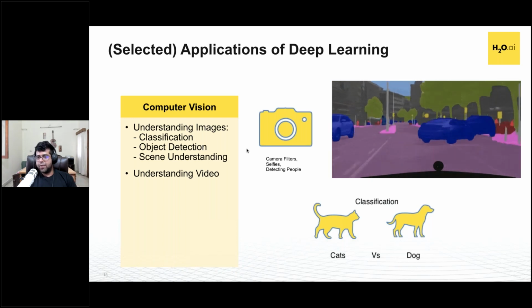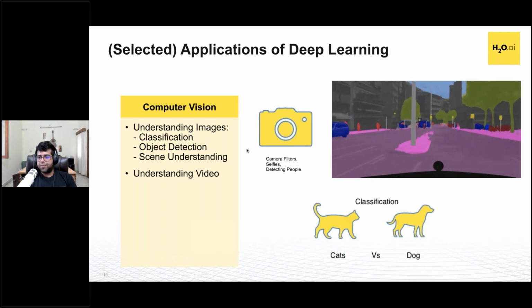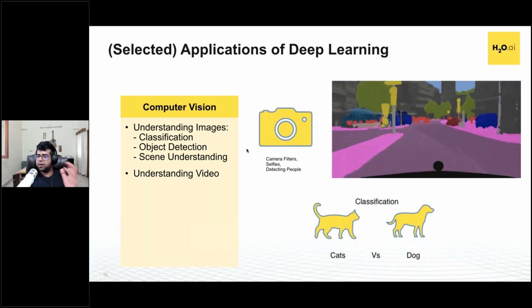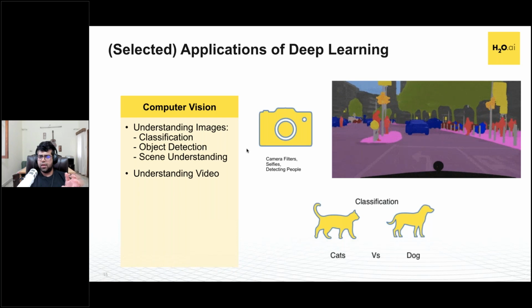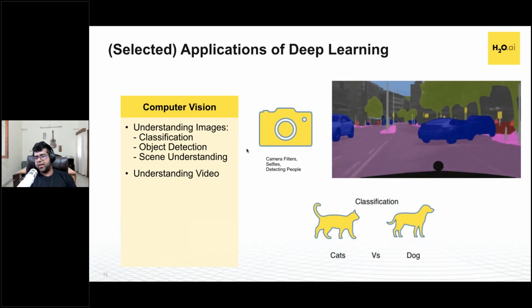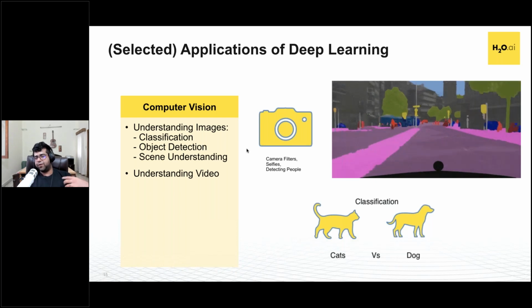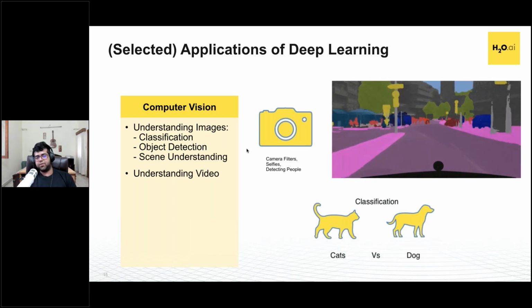Or for maybe self-driving cars, as you can see in the top right image, you'd like to understand the image, quite literally every single pixel of it. So that is known as scene understanding or semantic segmentation. And if it's applied to a series of images, it essentially becomes understanding video.